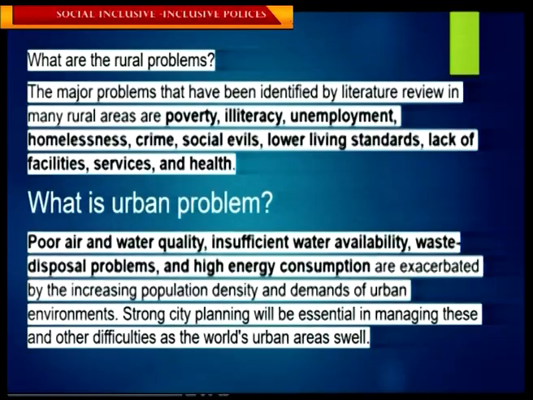So, once you divide it as urban and rural, the total area of the Indian context is divided into urban and rural areas. Some of the problems in urban areas are air pollution, water quality, insufficient water availability, waste disposal problems, and high energy consumption, because when the population density increases, obviously there is high energy consumption also. These are the various problems for urban areas.